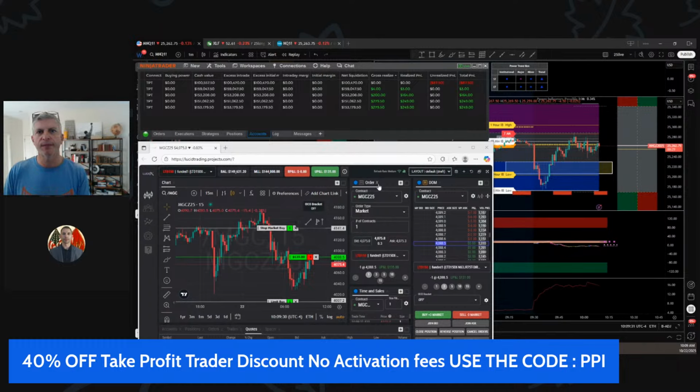Does that make sense? Everybody on the feed, give me a quick yes or no on the gold short. I'm going to keep on adding that position.